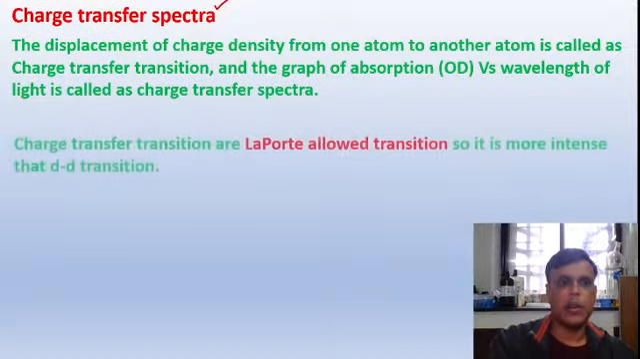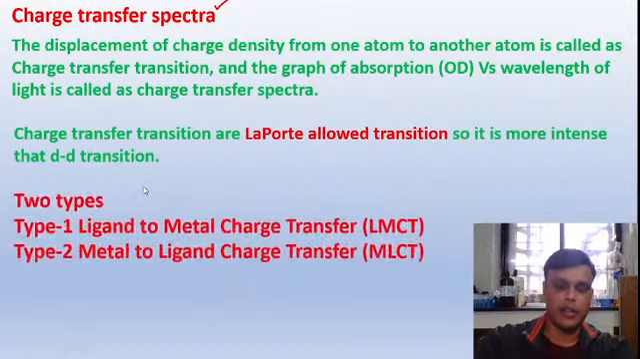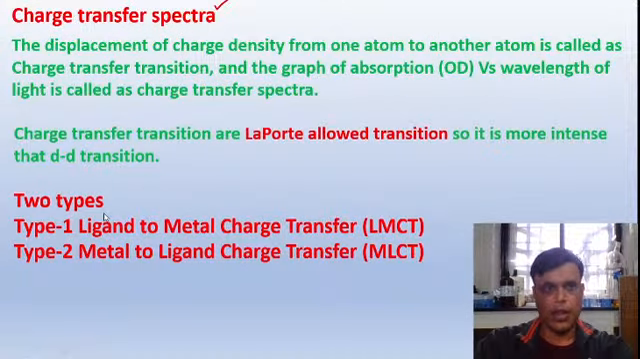This charge transfer transition, I have told you, is a Laporte allowed transition. Laporte is the name of a scientist. So this is a Laporte allowed transition, so it is more intense than dd transition. Again, here there are two types of charge transfer transition. Type 1 is ligand to metal charge transfer. It is called LMCT.